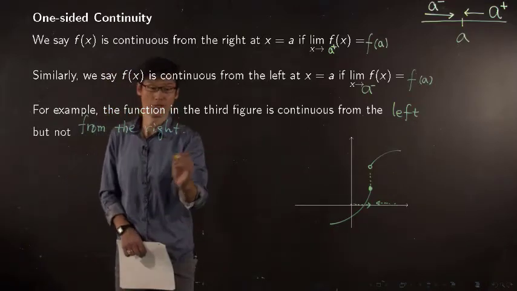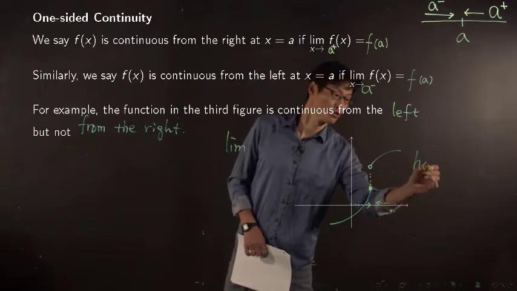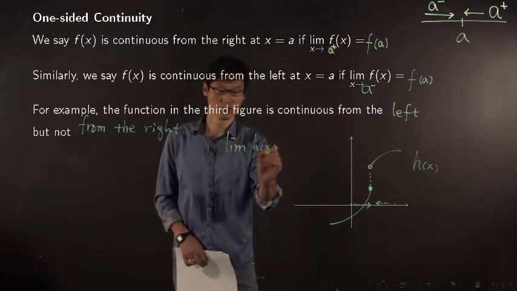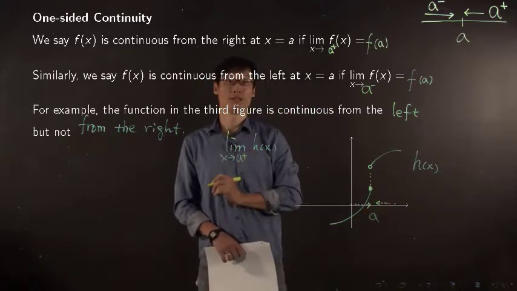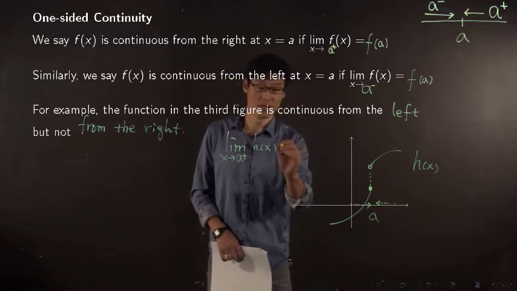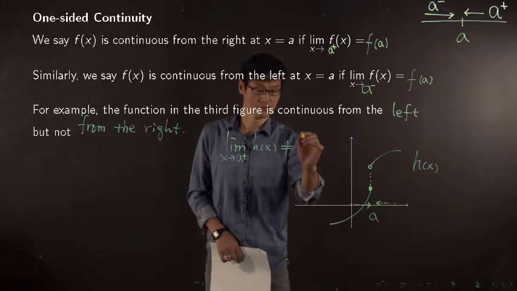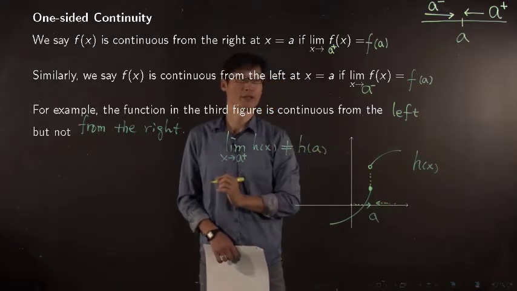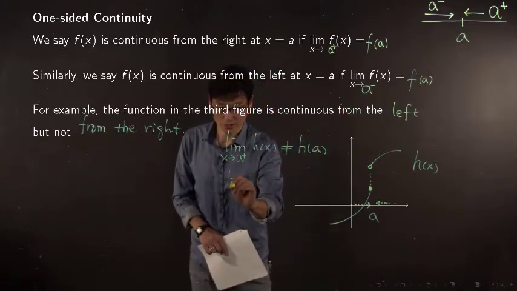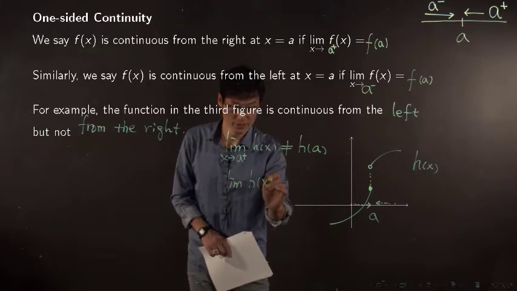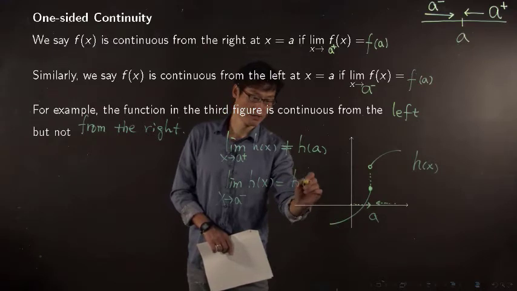In other words, say that this is a graph of h. The limit of h as x approaches a from the right doesn't agree with h of a. That's why this function is not continuous from the right, but it is continuous from the left, because this limit is exactly the function value.